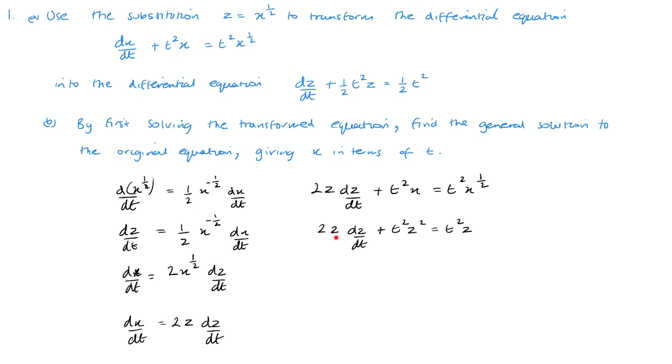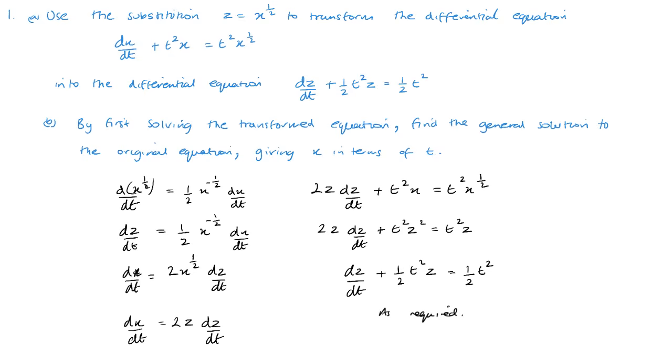So if we divide by 2 and the z, this is going to become dz by dt, plus divide by 2, so this will be a half t squared, divide by z, so this will be a single z, equals a half t squared, divide by z, so this will disappear. Now this is the same as up there, as required.